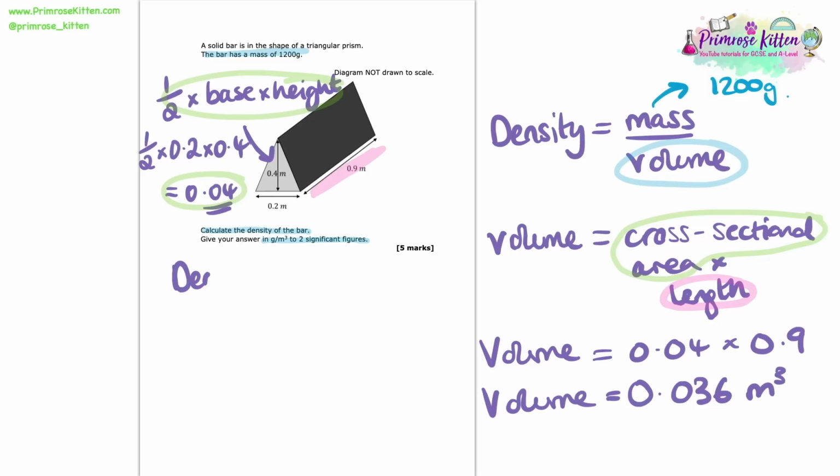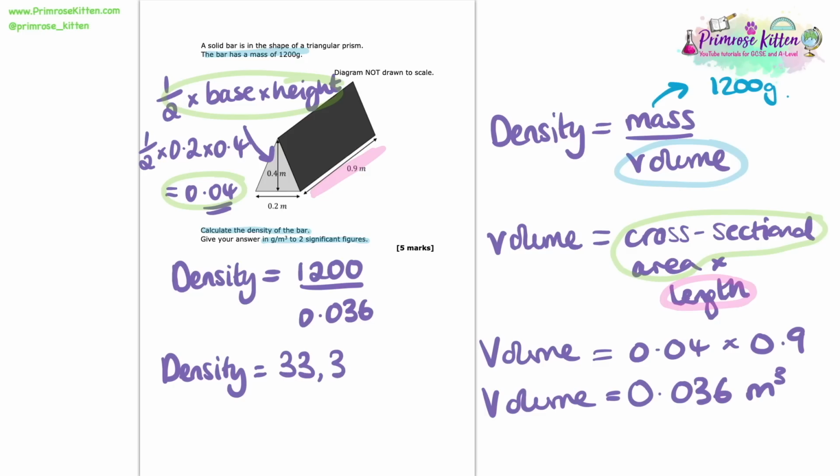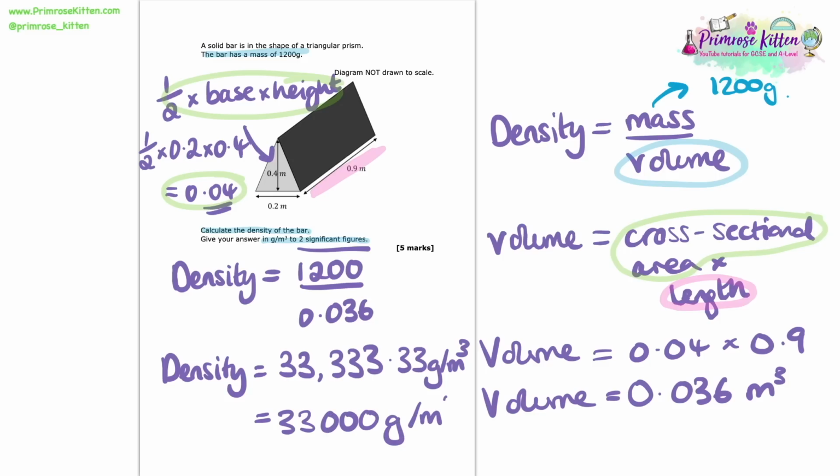Now I do have all the information that I need to be able to calculate the density. Density is the mass, 1,200, divided by the volume, 0.036. So popping that into the calculator, I find that density is equal to 33,333.333 recurring. However, this question doesn't just want that as the answer. Always go back, check the question at the end. You can see that they want it to two significant figures, not two decimal places, two significant figures. So that in this case will be 33,000 grams per meters cubed.